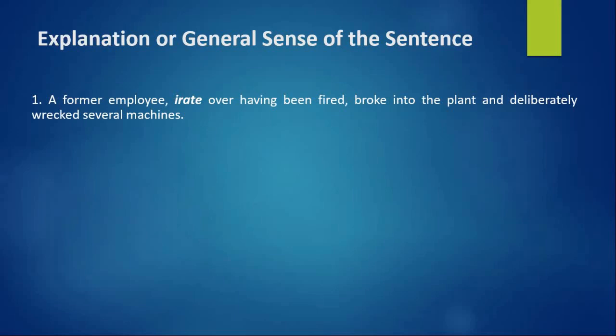So now there is no synonym, there is no antonym, and there is no example. But if you try to understand the overall sense of the sentence, you can understand what the word irate means. So the sentence tells us that a former employee, which means the person is no more an employee, irate over having been fired, and that employee was basically fired. Then what happened? He broke into the plant and deliberately wrecked several machines. So he broke down several machines because he was angry. Now you can understand that the word irate means probably angry, irritated. So this is how you can decipher the meaning of this word from the overall context of the sentence. Are you getting my point?